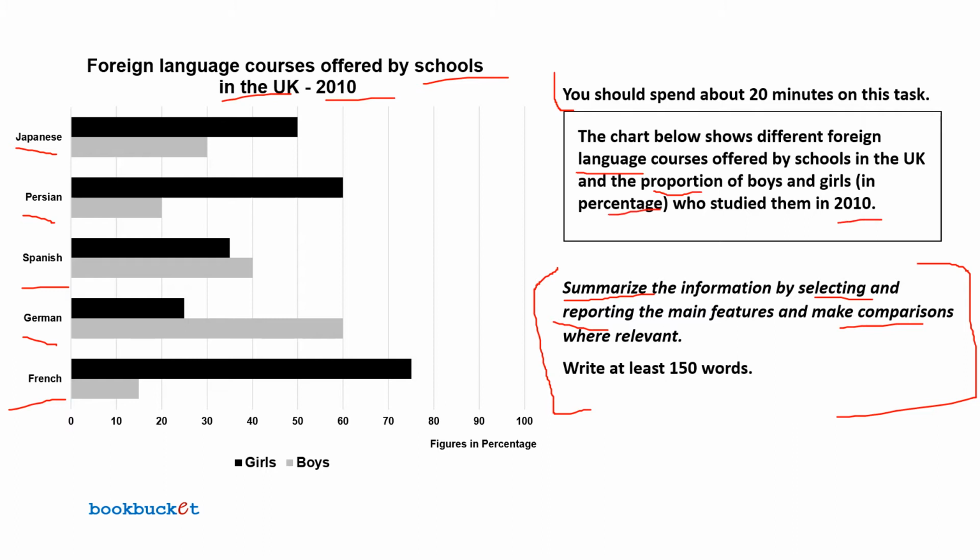Okay, so you can see there are boys and girls. Look at this. You can see girls in dark black and boys in gray. Okay, so the graph shows boys and girls in proportion percentage. Different foreign language courses in the UK, the details of different language courses are available. Okay, now we will write a report based on this.